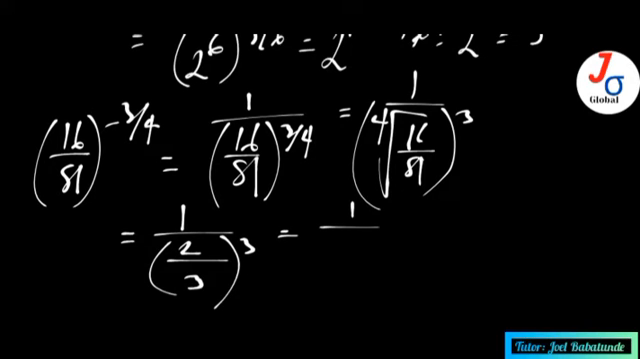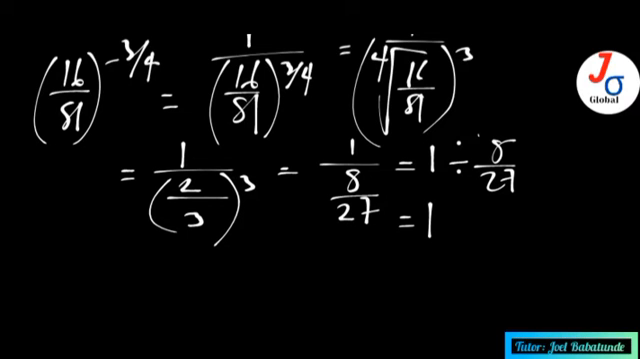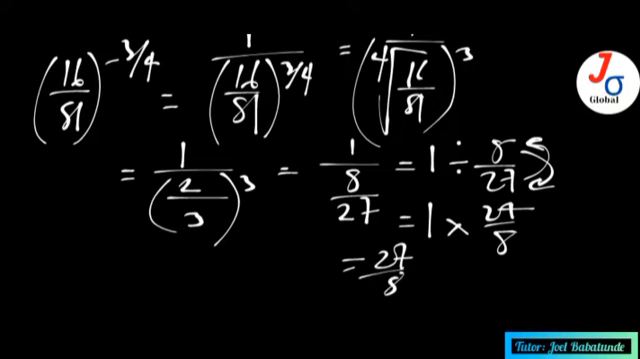So I have 2 raised to the power 3. This power 3 applies to both of them. So what's 2 raised to the power 3? It is actually 8. And 3 raised to the power 3 is actually 27. And so I can write this as 1 divided by 8 over 27. And I can change this division to multiplication. But if I change the division to multiplication, I must take this up and bring this down. So that's the rule. So I have 27 over 8. So basically the answer is 27 over 8. Okay.